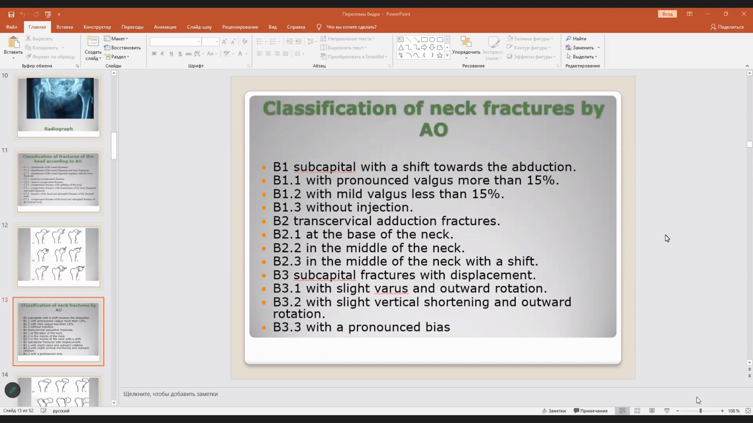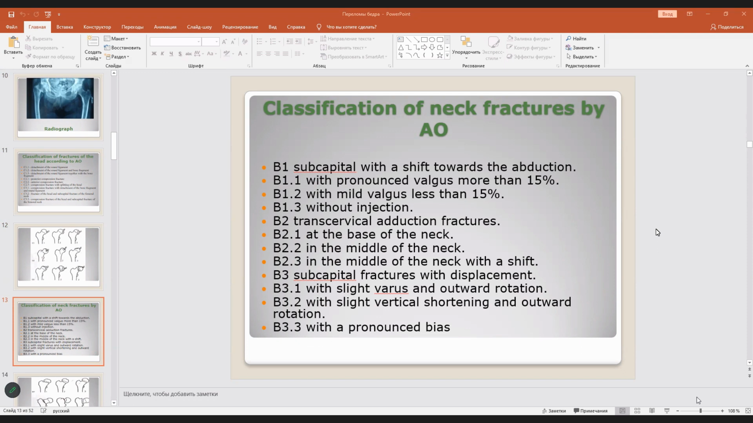Classification of neck fracture by AO. B1, subcapital with a shift toward adduction. B1.1 with pronounced valgus more than 15 degrees. B1.2 with mild valgus less than 15 degrees. B1.3 without impaction.